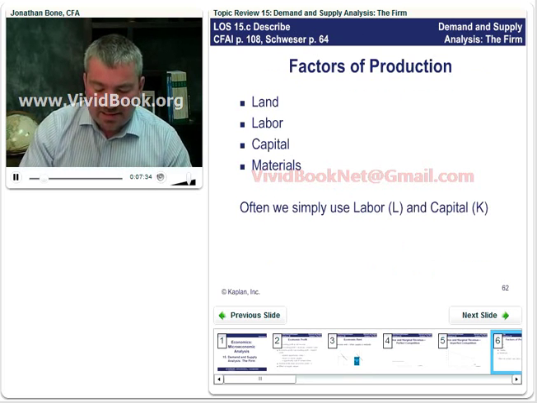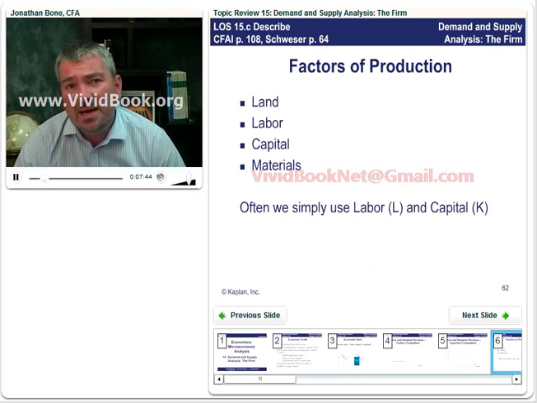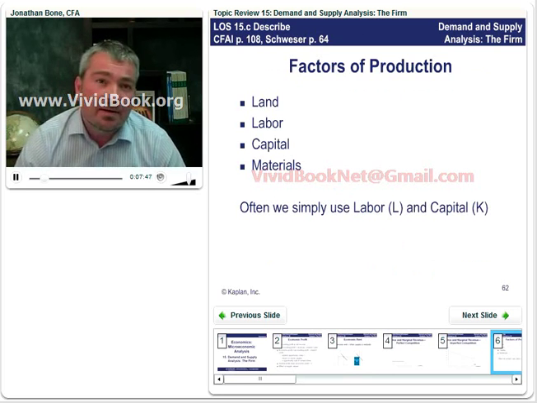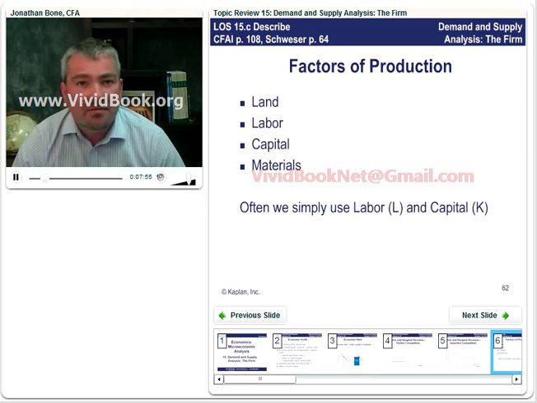Our next LOS asks us to describe the firm's factors of production. And you can see we've got the classic factors of production here. Land, i.e. the location in which the firm is based. Labour, both skilled labour and unskilled labour. Capital, which of course is the physical capital, the plant, property and equipment that the firm operates from. And of course that's financed from financial capital.